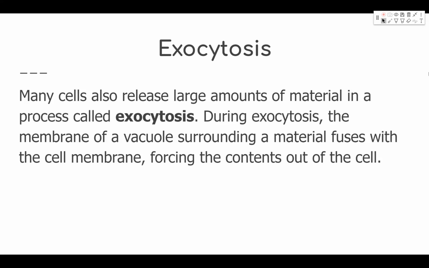A lot of cells do exocytosis, specifically cells that are meant to do some sort of secretion. So the cells in our pancreas make insulin that is released into our bloodstream to help balance our blood sugar. Those cells in our pancreas perform this process, exocytosis, in order to release that insulin.